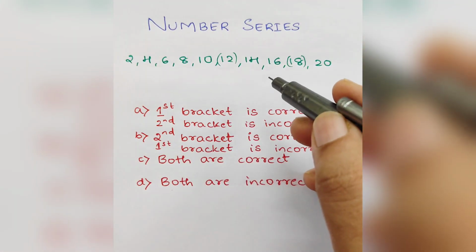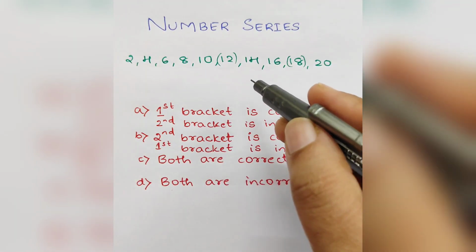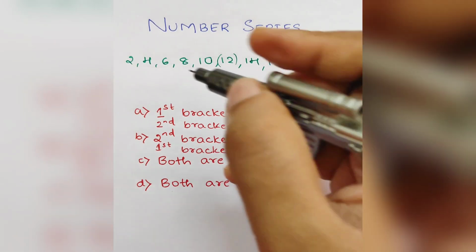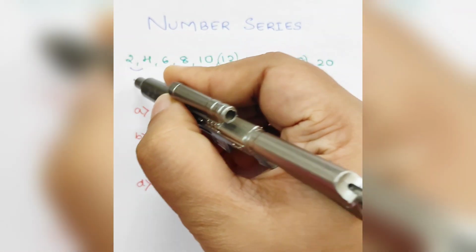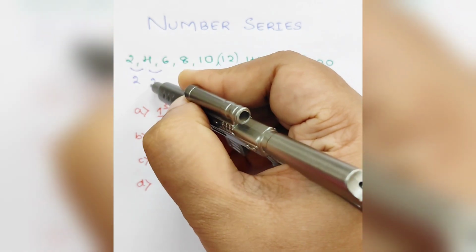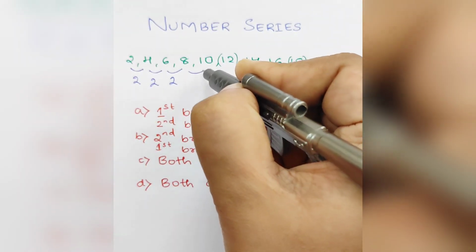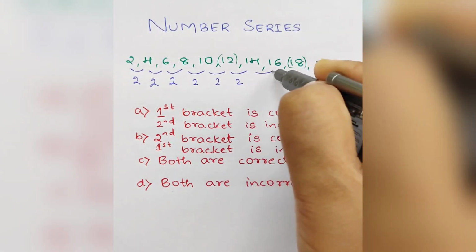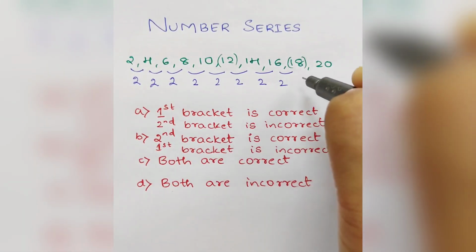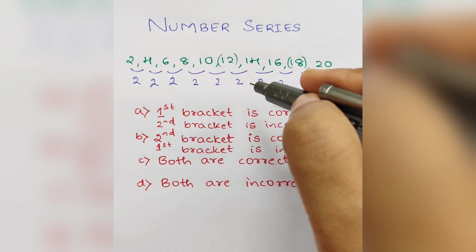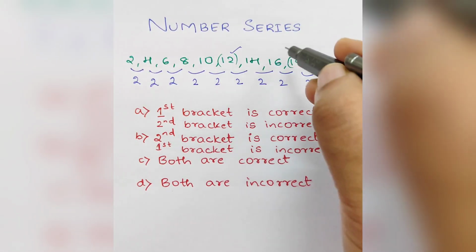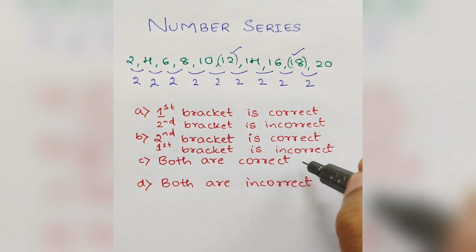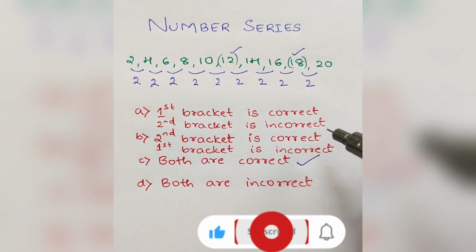Here two numbers are given in bracket. We need to check which one of the number is wrong number. For that, first let's check the difference. So difference here is 2. 4 and 6 is 2. 6 and 8 is 2. 8 and 10 is also 2. 10 and 12 is 2. 12 and 14 is 2. 14, 16 is 2. 16, 18 is 2. 18, 20 is also 2. So here both the numbers are correct. So option C, both are correct, is the right answer.